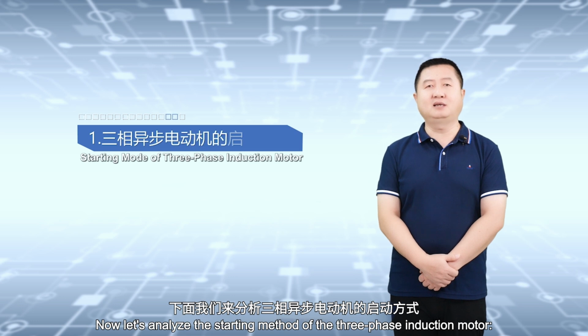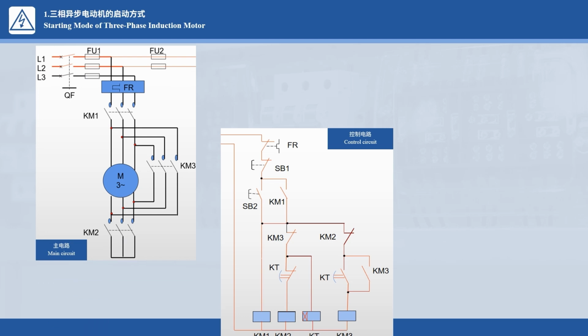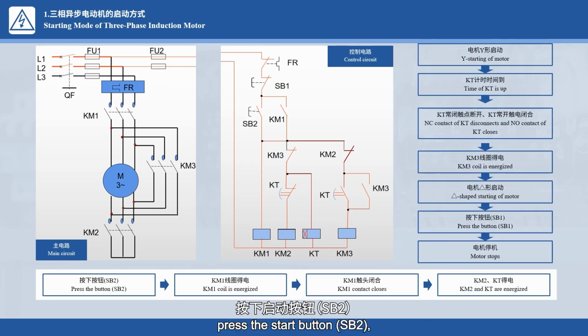Now let's analyze the starting method of the 3-phase induction motor. Pressing the Start button, SB2, the coil of contactor KM1 is energized. KM1 main contact closes, forming an autolocking. At the same time, contactor KM2 is energized. KM2 main contact closes, and the motor starts in a star configuration.